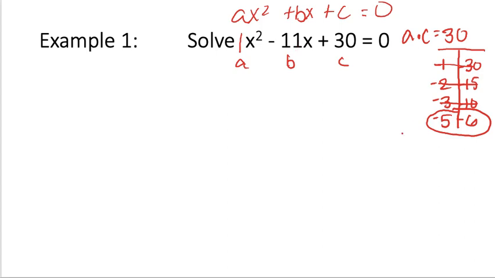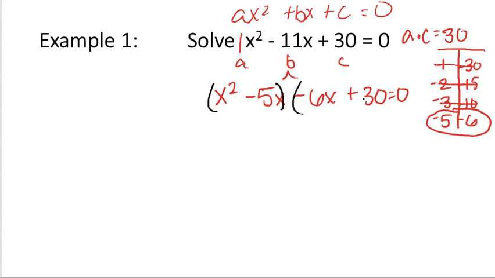So we take these two numbers and split the middle term. We've got x squared, and we split the middle term to get negative 5x, then minus 6x plus 30 is equal to 0. Now we group our first two terms and group our second two terms and look for the greatest common factor.